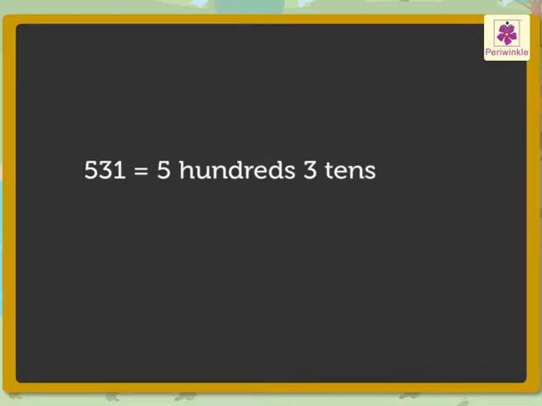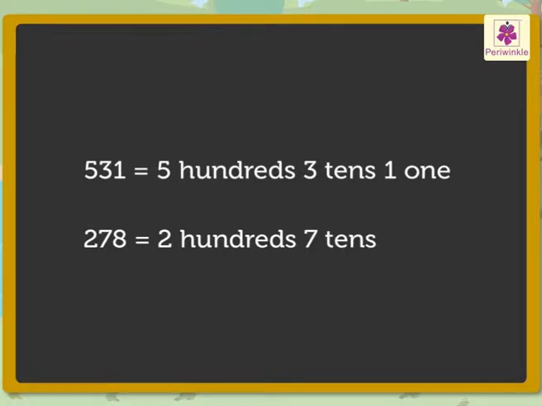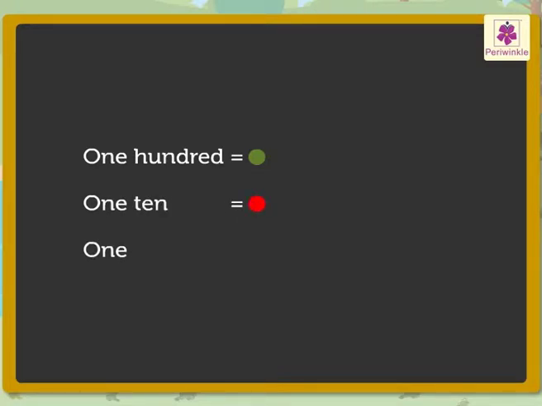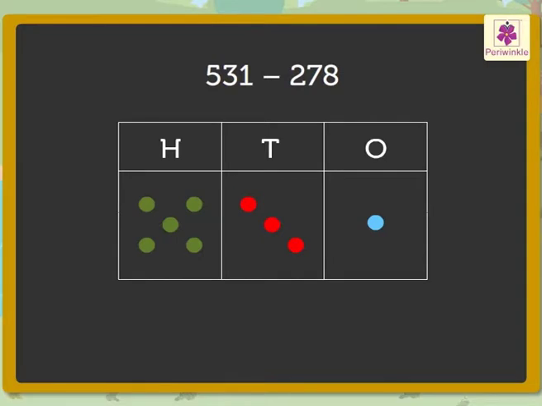Thus, there are 5 hundreds, 3 tens and 1 one frogs on the ground, and 2 hundreds, 7 tens and 8 ones that jumped into the water. We will represent each hundred with a green dot, each 10 with a red dot, and each one with a blue dot. Therefore, the number 531 will be represented like this with dots.